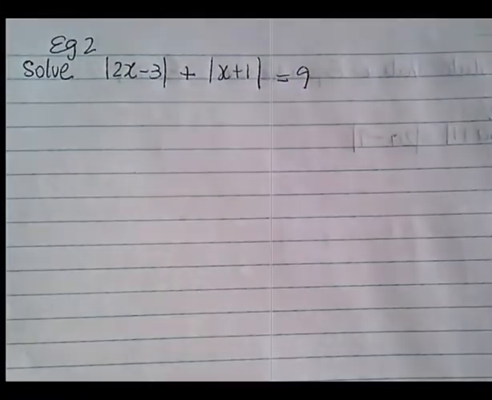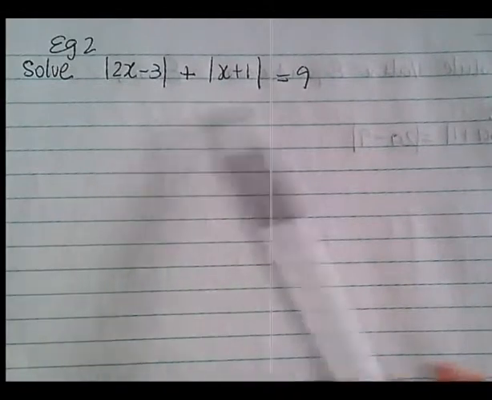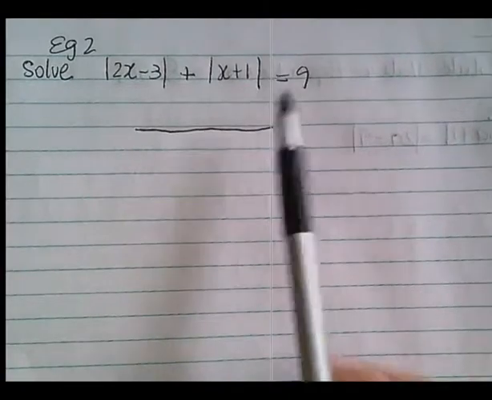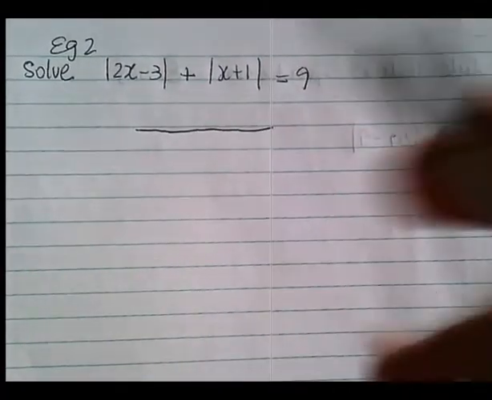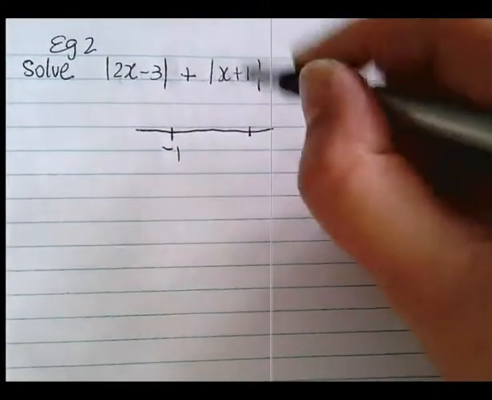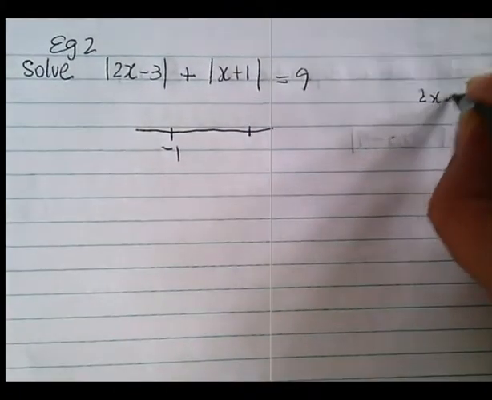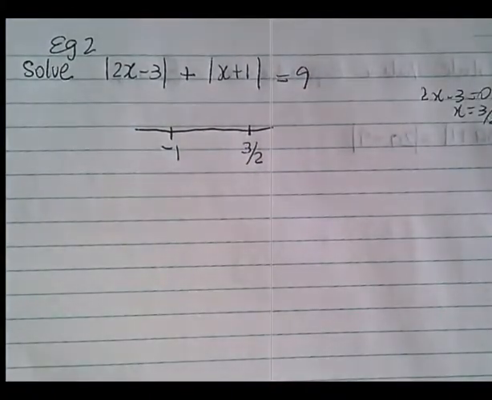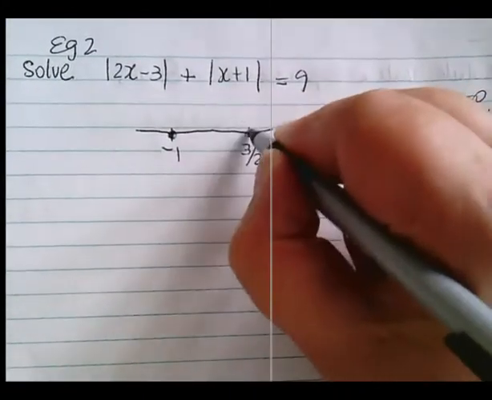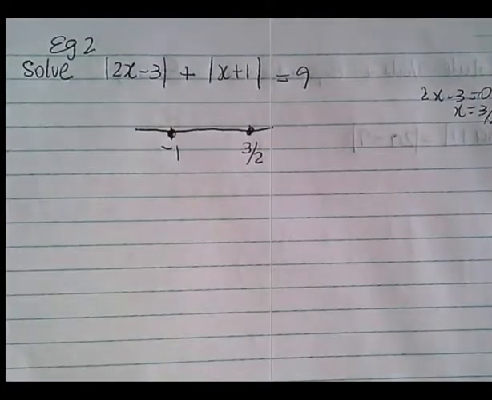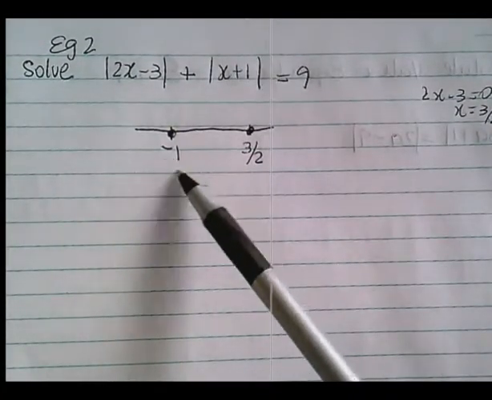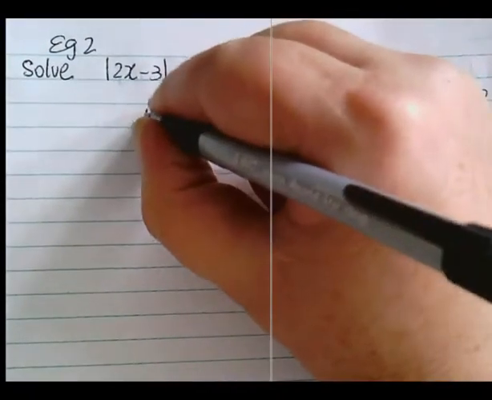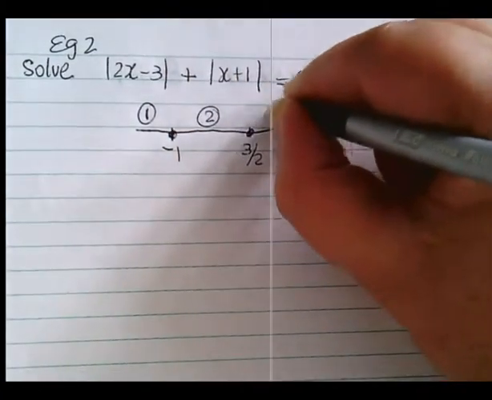Remember we looked at the critical points when we had more than one absolute value? You tell me what the critical points are. What makes this one 0? X is negative 1. And over here, what makes 2x minus 3 equal to 0? X is 3 on 2. So that's what we're doing. We know that our critical points, where the value of either one of these will go from positive to negative, are at negative 1 and 1.5, which is 3 on 2. We're just going to do 3 regions, region 1, region 2, region 3.